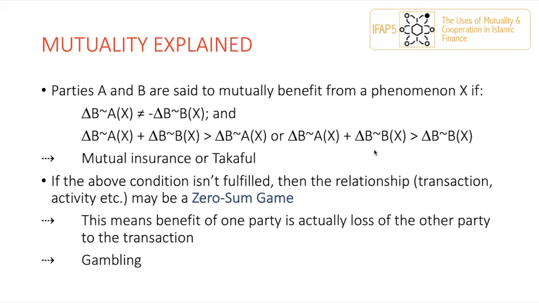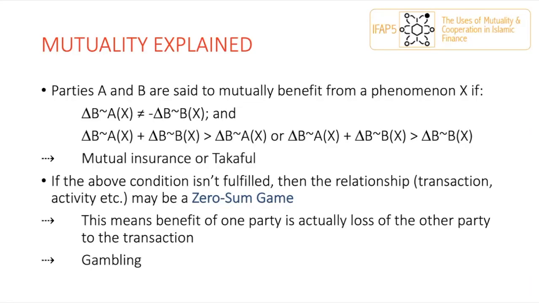The marginal benefits, delta B, accruing to party A from this phenomenon or activity X are not equal to the marginal loss accruing to party B for participating in this activity. So again, parties A and B are said to mutually benefit from a phenomenon X if the additional marginal benefits accruing to party A for participating in X are not equal to the marginal losses accruing to party B for participating in this activity. So this is condition number 1.